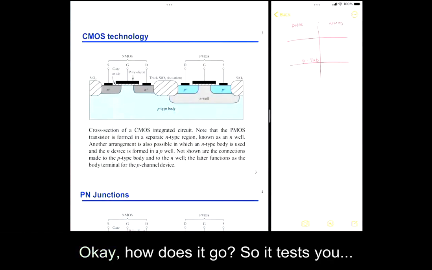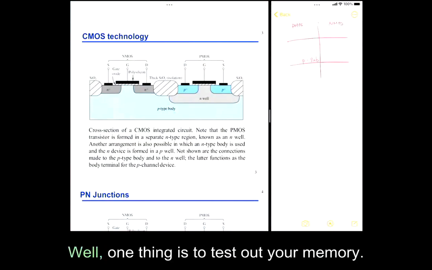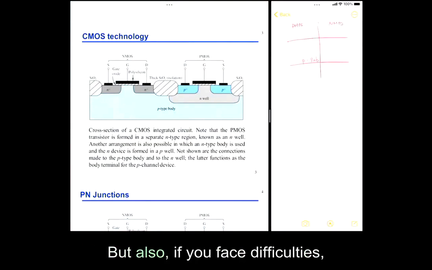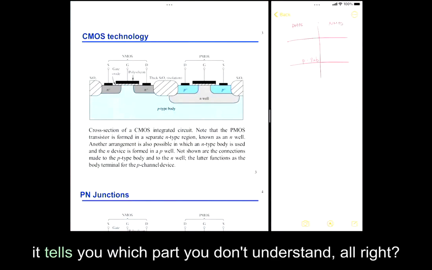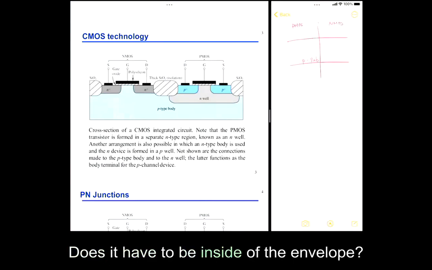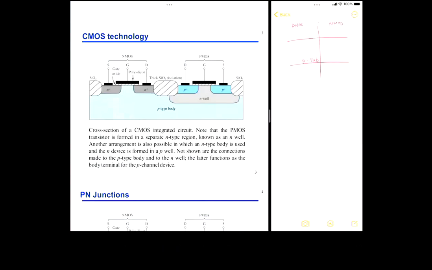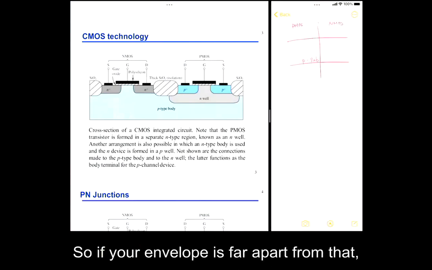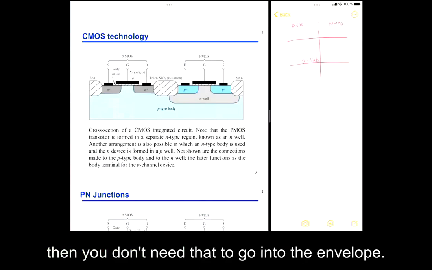Okay, how does it go? One thing is to test your memory, but also if you face difficulties, it tells you which part you don't understand. Did anyone find it a bit difficult when drawing this out? Yes, does it have to be inside of the envelope? That's a good question. As far as I remember, no. If your envelope is far apart from that, then you don't need that to go into the envelope.